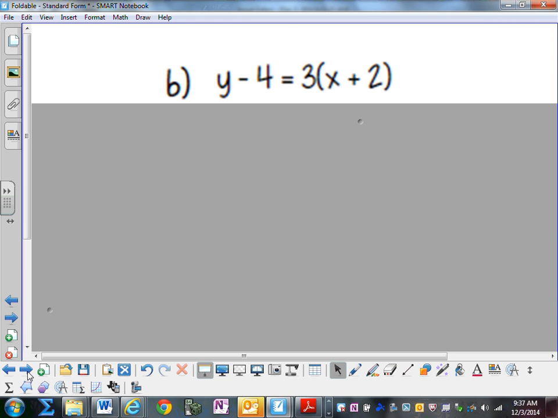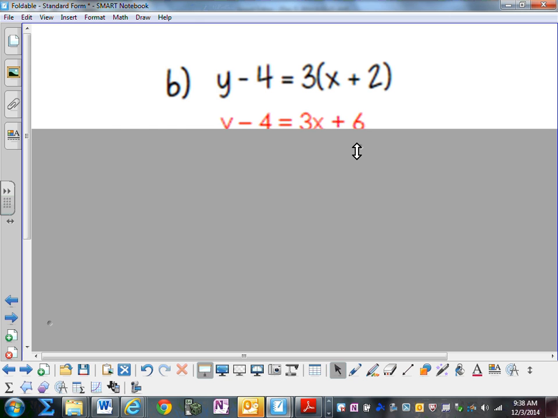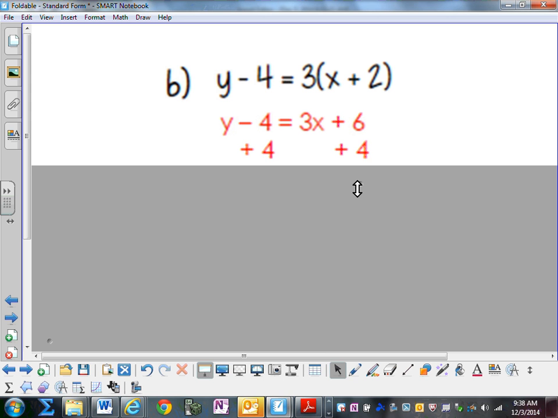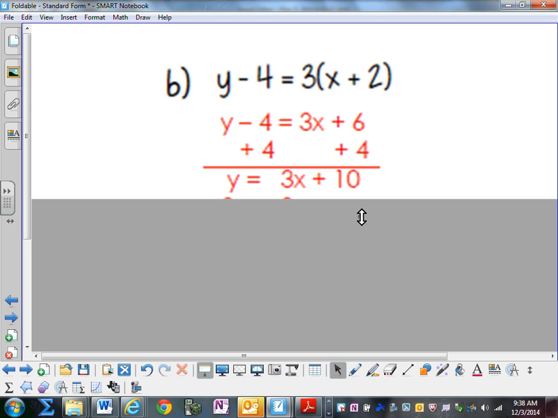y minus 4 equals 3 times the quantity x plus 2. This equation is in point-slope form. We need to transform it or rewrite it into standard form. So the first thing we're going to do is distribute, which leaves us y minus 4 equals 3x plus 6. We're then going to add 4 to both sides, which leaves us with y equals 3x plus 10, which is slope-intercept form.